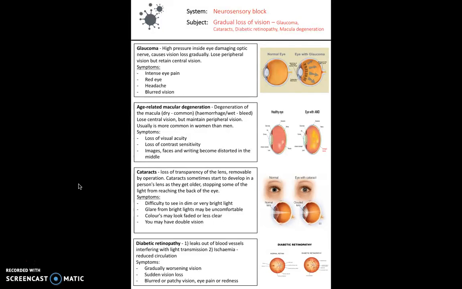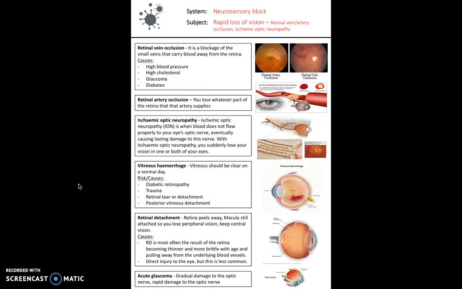Next you've got cataracts, so this is a loss of transparency of the lens of the eye. These are removable by operation, which is normally the most common route of procedure for someone suffering with cataracts. But in terms of symptoms, the patient will have difficulty seeing in dim or very bright lights, and they'll also have a glare from bright lights, which may make vision uncomfortable. Lastly, you've got diabetic retinopathy. So the two causes here are leaks out of blood vessels, which interfere with the light transmission, or ischemia, so reduced oxygen, reduced circulation.